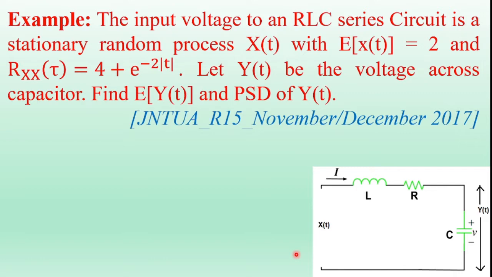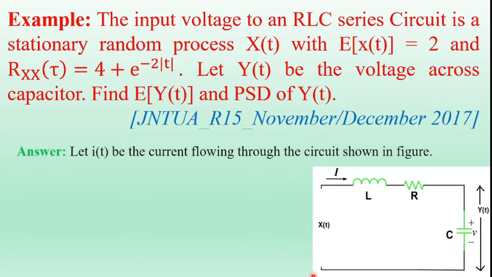The example: the input voltage to an RLC series circuit is a stationary random process x of t with expectation of x of t equal to 2 and autocorrelation function of x of t equal to 4 plus e power minus 2 mod tau. Let y of t be the voltage across the capacitor. Find the expectation of y of t and the power spectral density of the output y of t.